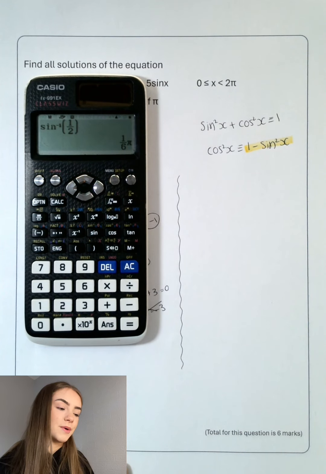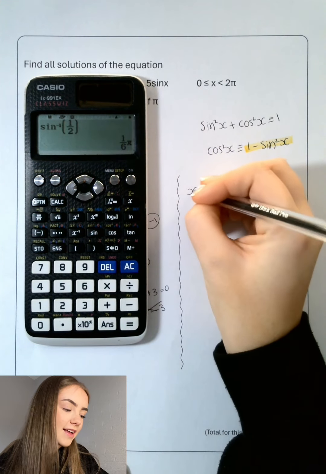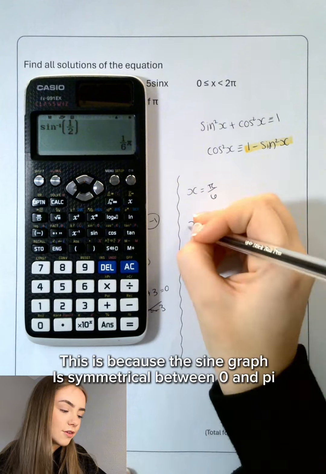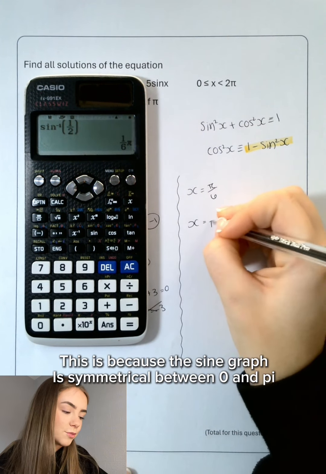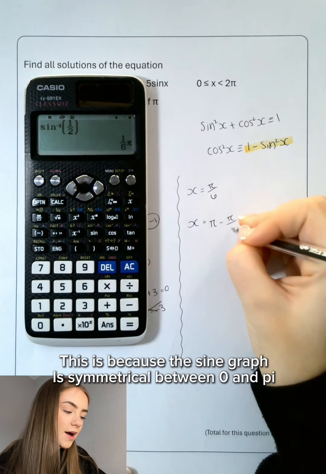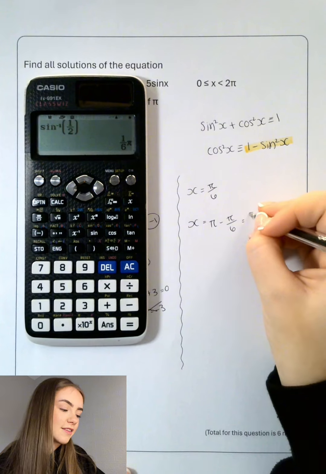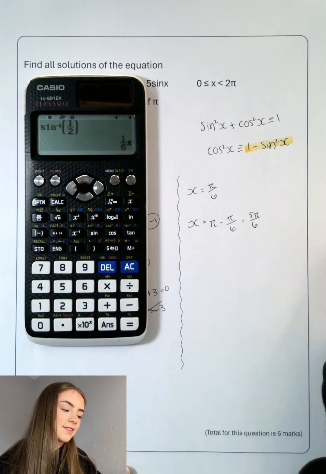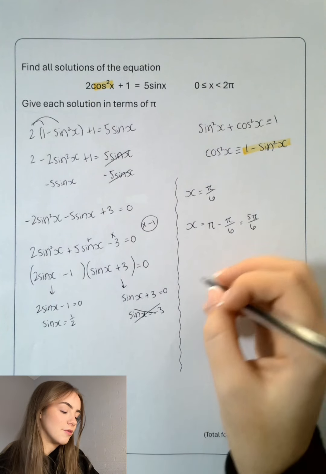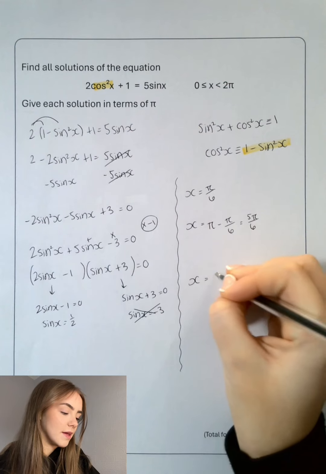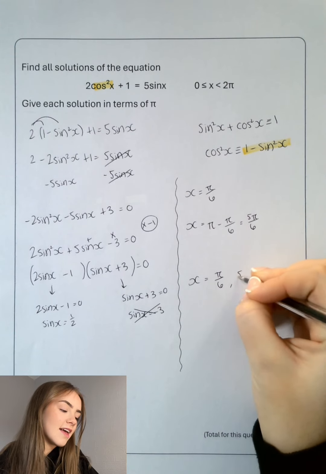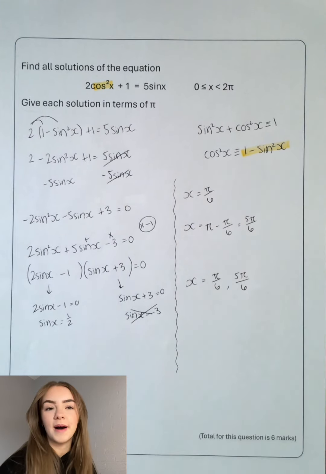Our first value for when sin x is a half will be x is equal to pi over 6. So to find our second value of x, we'll subtract our first value from pi. Pi minus pi over 6 will be 5 pi over 6. Anything else will be outside our range. So our two values of x will be x equals pi over 6 and x equals 5 pi over 6.